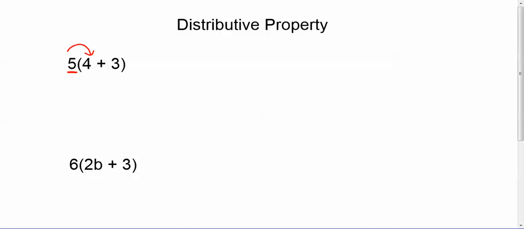So this is how I learned it. You just go like this, right? And then you multiply whatever this number in front is times everything on the inside. So that's the same thing as saying 5 times 4 plus 5 times 3.